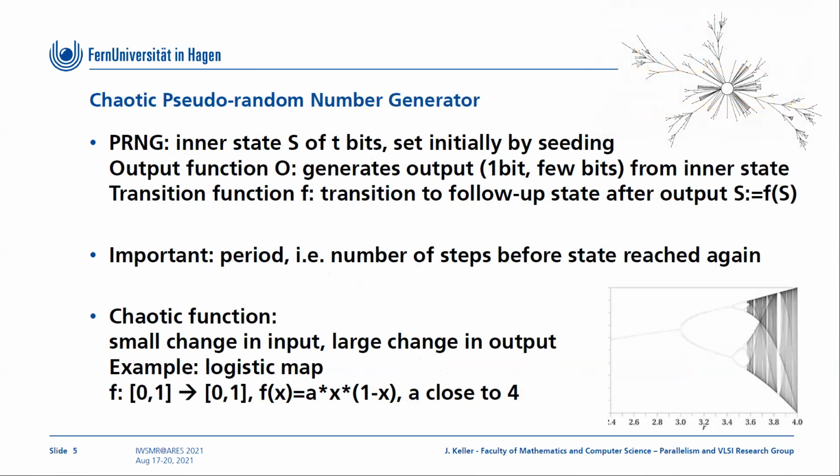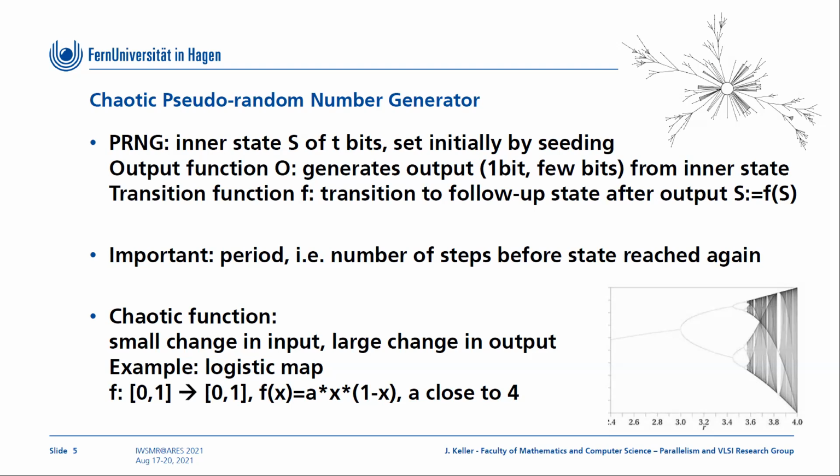A pseudo-random number generator is a generator to get bits or small numbers of bits which look like they were random, so they fulfill some statistical tests. But all in all, this generator is deterministic. It has an inner state comprised of t bits, which is initially set by a seeding procedure. After that, until a reseeding, the generator does not receive any further input.